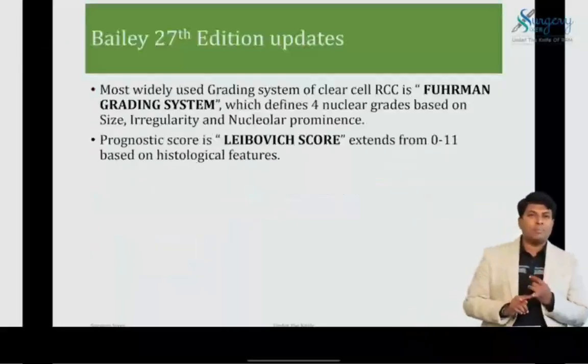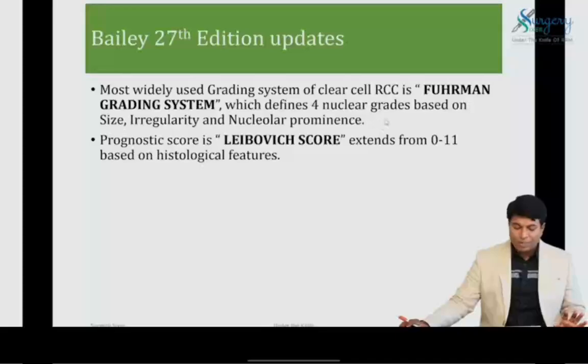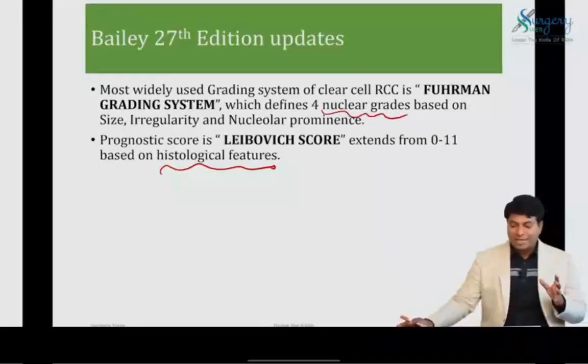So what are the grading systems I told you? Fuhrman's grading system and Leibovich scoring system. Don't forget these two names from Bailey and Love. So Leibovich is based on histological features. Fuhrman grading defines a nuclear grading. It's based on the nucleus.